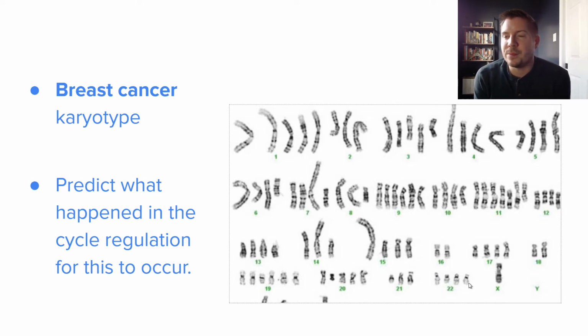This is a karyotype from breast cancer tissue. One thing we've seen in many cancers is abnormalities in chromosome number, extra chromosomes, pieces of extra chromosomes, which is rare in normally functioning cells. And so since we've learned about the cell cycle, it says predict what happened in cell cycle regulation for this to occur. One of the things is you can get non-disjunction, where the chromosomes do not separate properly. So instead of splitting 1 to each side, sometimes 2 go to one side, sometimes a piece of 1 goes to one side and the other piece goes to the other, instead of splitting evenly.